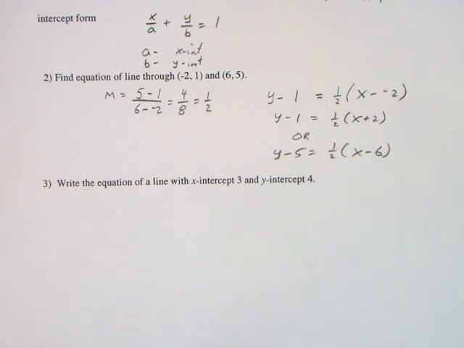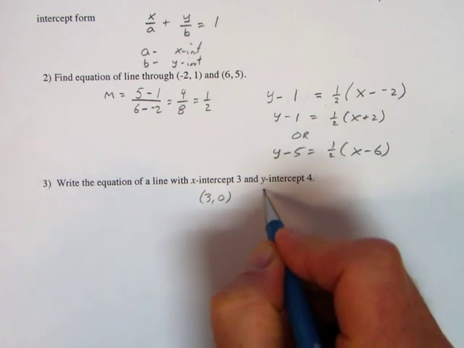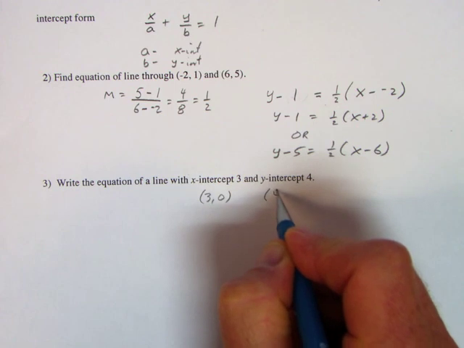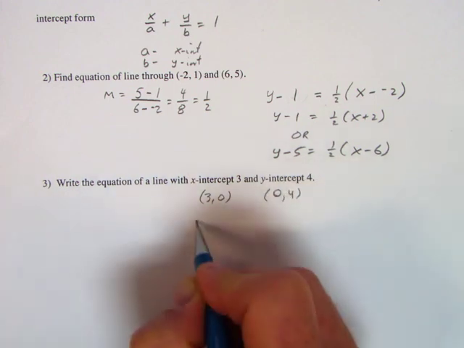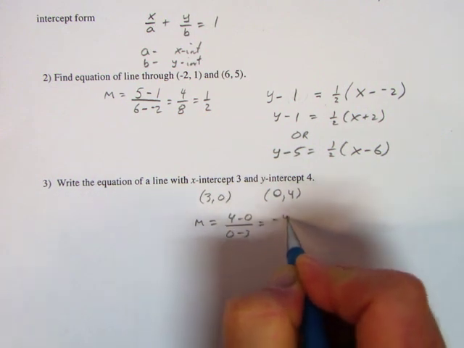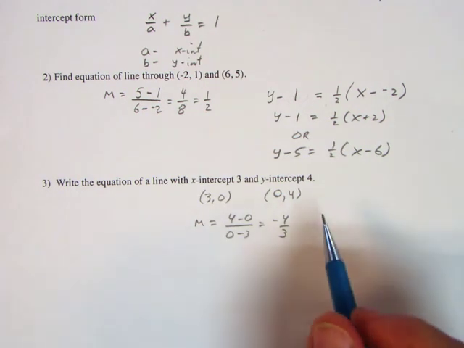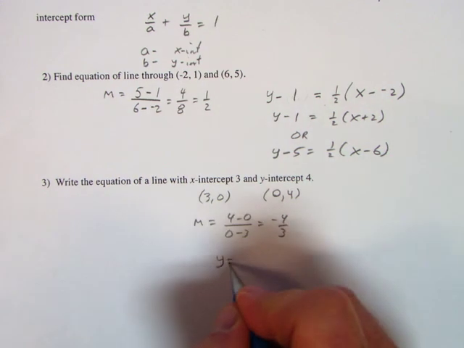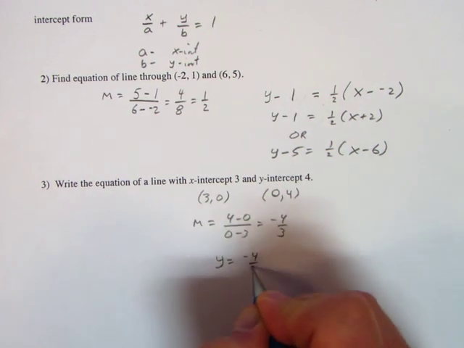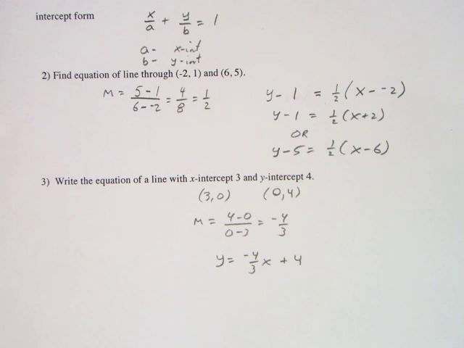Let's take a look at the next one. We have a x-intercept of 3. That point would be 3, 0. The y-intercept would be 0, 4. So let's find the slope. 4 minus 0 over 0 minus 3, we get negative 4/3. Now in this situation, we know what the y-intercept is. So we can use that form, negative 4/3 x plus 4. You don't need to plug the point x, y into y equals mx plus b because it's already given to you like that.